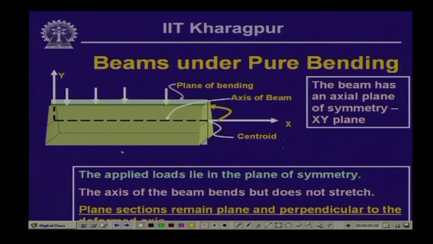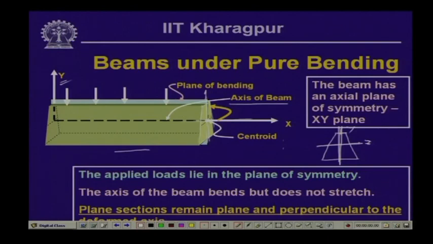Let us assume that this is a part of a prismatic beam, in which the cross section is symmetrical with respect to the vertical axis y. So, this is the y axis. This particular section is shown in the form of a trapezium, which is symmetrical with respect to the y axis, whereas it is not symmetrical with respect to the z axis, since x is along the length of the member. This is the centroid of the section, and the axis which we draw along the centroid we call the axis of the beam.